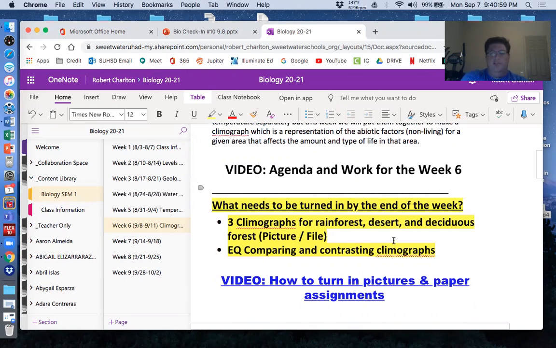There is no quiz this week, so that's good news. 3 climographs. So you're going to be making 3 graphs, and you might be thinking, we've done that the last 2 weeks. Okay, so here's the thing. These climographs are a little bit tricky. Tuesday and Wednesday in the check-in meetings, I'm going to be showing you how to make one of these. And then on Thursday and Friday, I'm going to be showing you how to answer this EQ or essential question that compares the 3 of them.